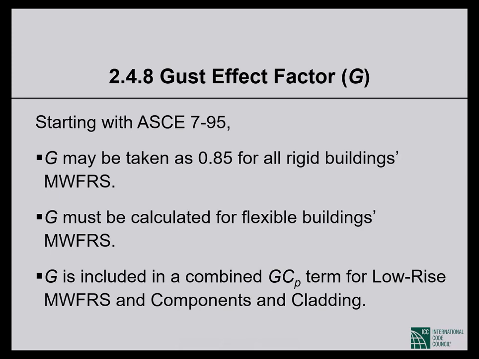So starting with ASCE 7-95, when we switch to 3-second gust speed as the basis of design, the gust effect factor may be taken as 0.85 for all rigid buildings. G must be calculated for flexible buildings.